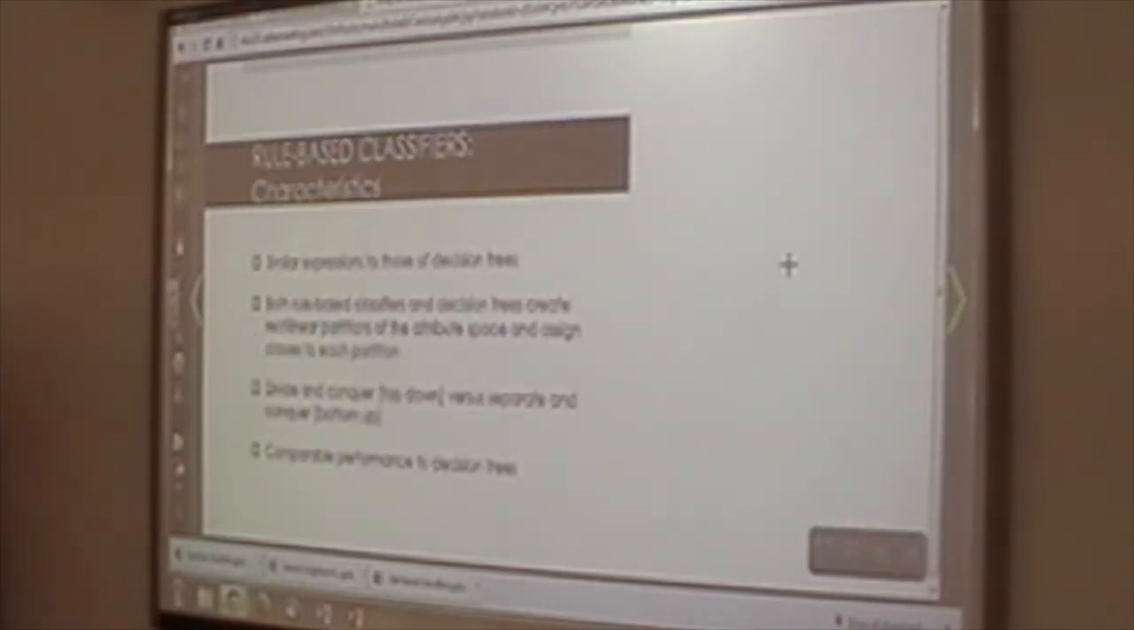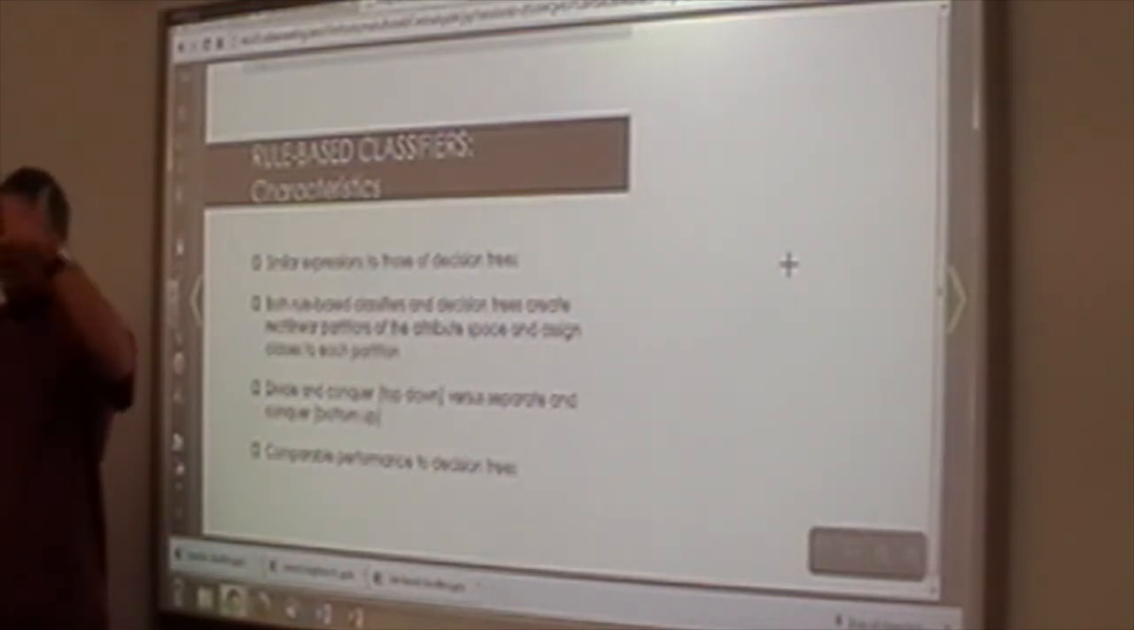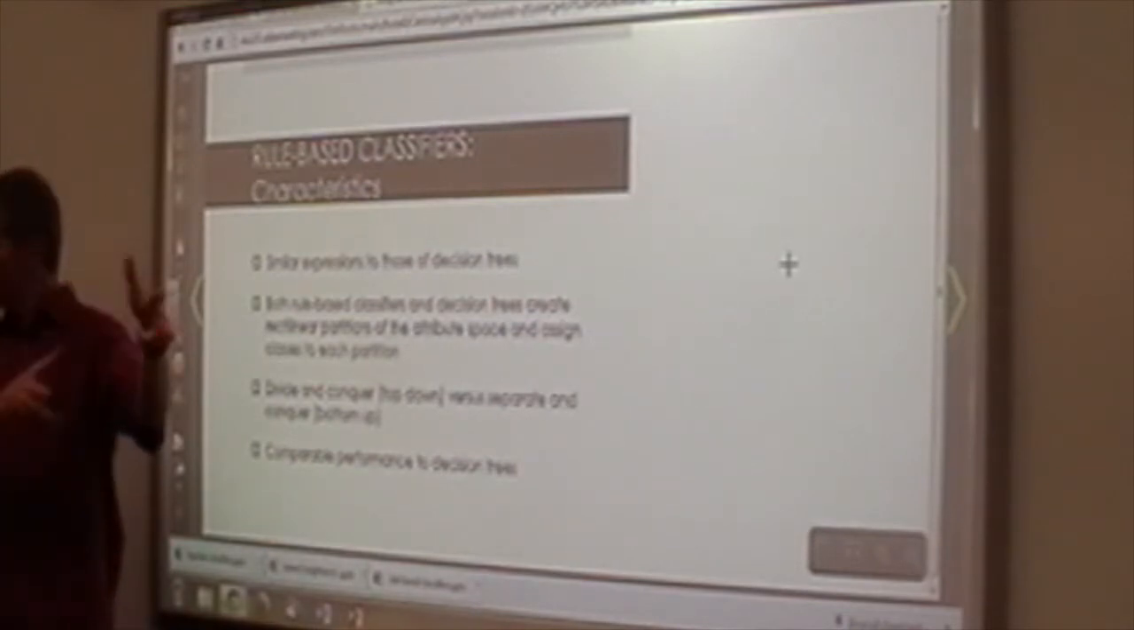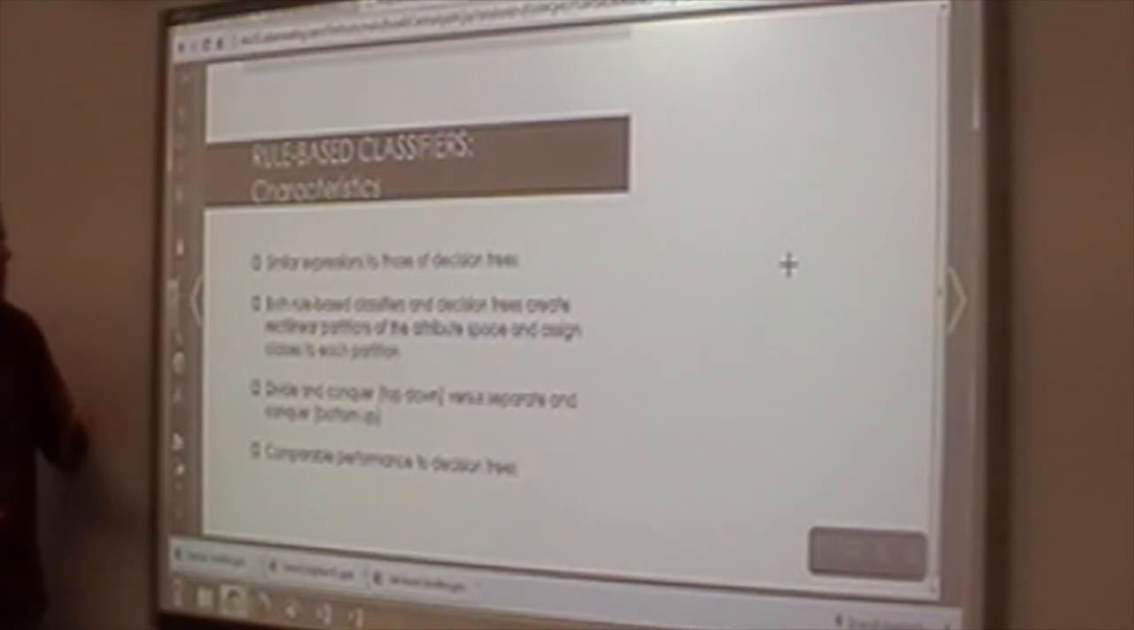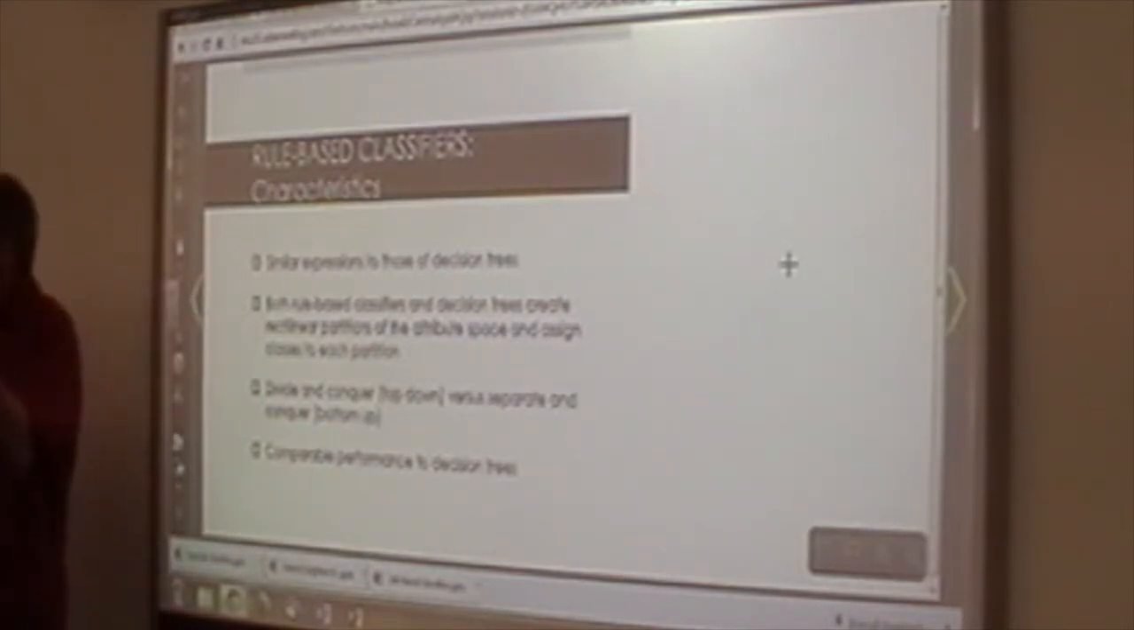So I wanted to finish by talking about the characteristics. These are rule-based classifiers. We had decision tree classifiers last time. So we end up with expressions that are very similar to decision trees. A decision tree we can write as a rule. A rule we can usually write as a decision tree.